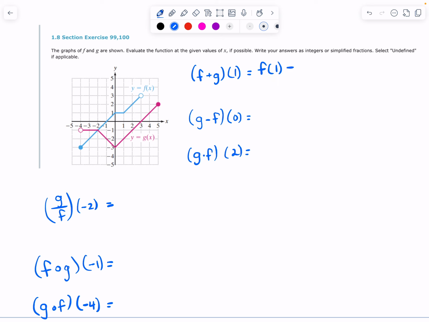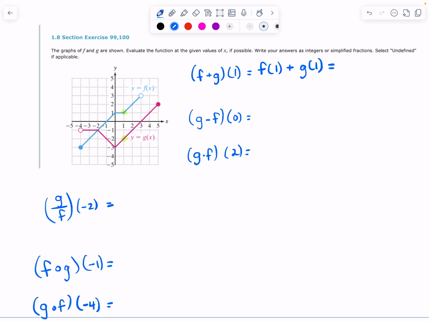evaluated at 1 and adding the function g evaluated at 1. So we're going to go to our graph. Let's use our highlighter. So we're going to go to graph and find f of 1. So x is 1 on the f graph. It's going to be that value. And then g of 1, we're going to go to the pink graph and evaluate at 1. It's going to be that value.